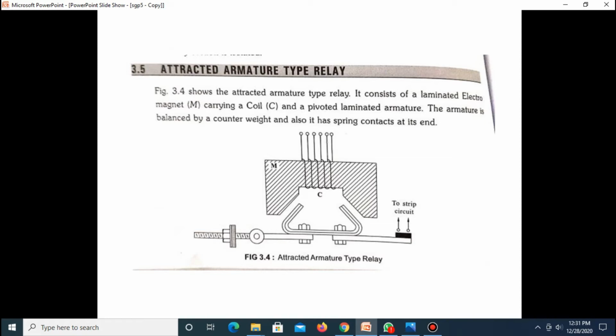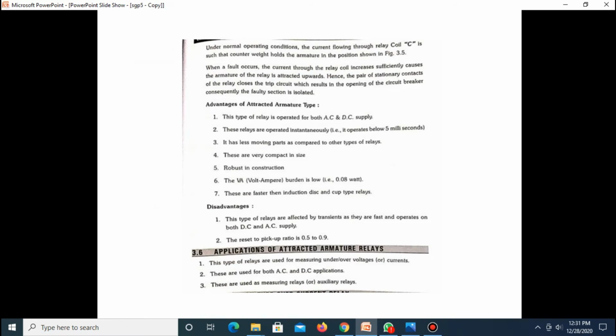In this case the armature is attracted upwards, hence the pair of stationary contacts of the relay is tripped. This is the tripping coil of the attracted armature type relay. The relay sends the signal and transfers it to the circuit breaker, and the faulty part is isolated from the healthy part. This is the attracted armature type relay.